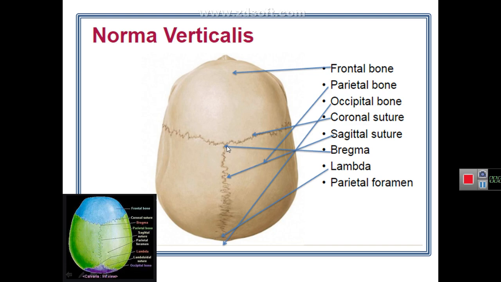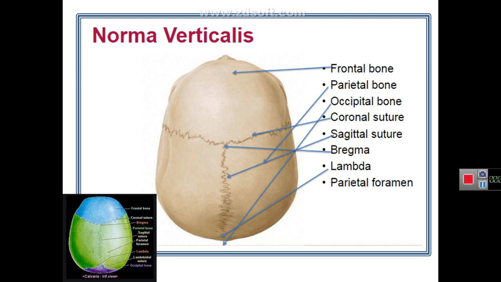You have a point of meeting between the sagittal suture and coronal suture. This point of meeting is called the bregma, and the point of meeting between the sagittal suture and the lambdoid suture is called the lambda. The bregma and lambda in the neonate are formed by a membrane which is called a fontanelle. So the bregma is the site of the anterior fontanelle in the neonate, and the lambda is the site of the posterior fontanelle in the neonate, which are membranes.